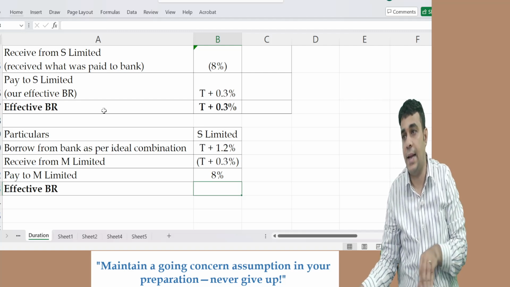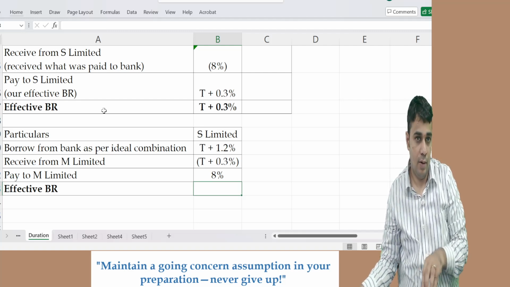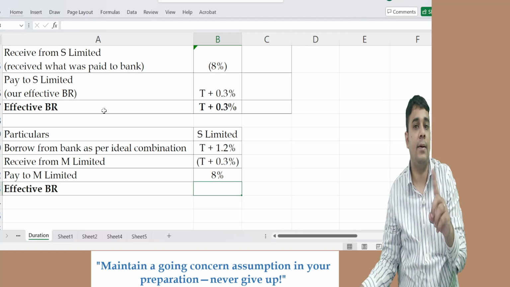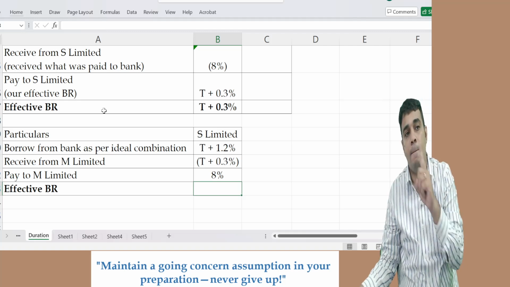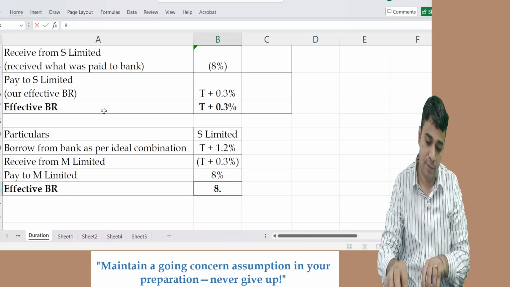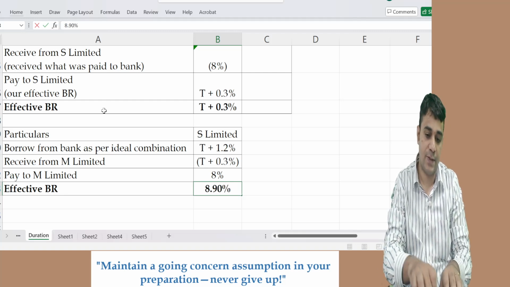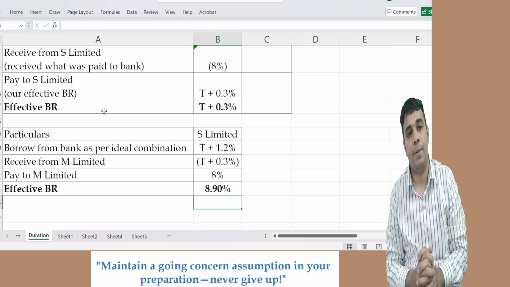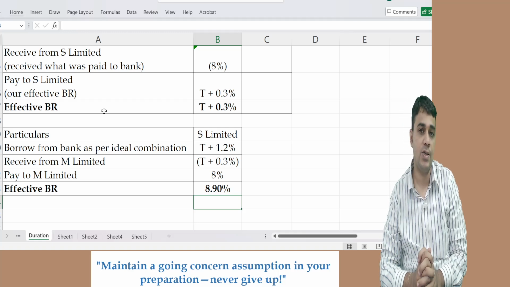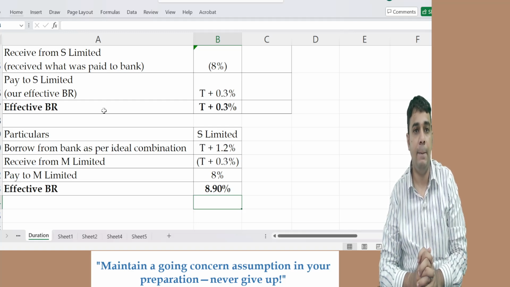T and T will get cancelled. Net, what is the number? 8 plus 1.2 minus 0.3. Net number is 8.9%.